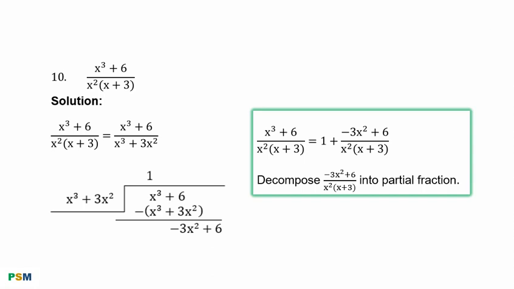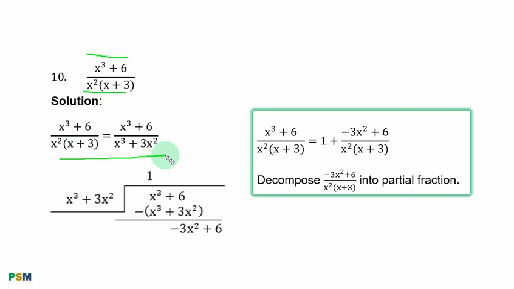Example number 10: decompose (s cubed plus 6) over s squared (s plus 3) into partial fractions. Solution: if you observe very well, when the denominator is expanded, the power or the degree of the numerator and that of the denominator are equal. Hence, you have an improper fraction in this form.